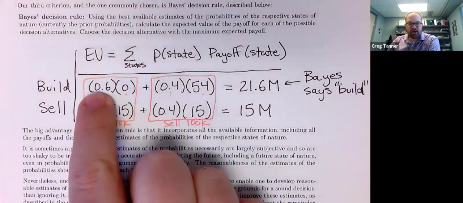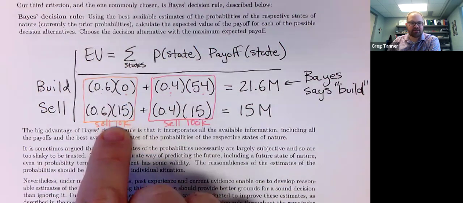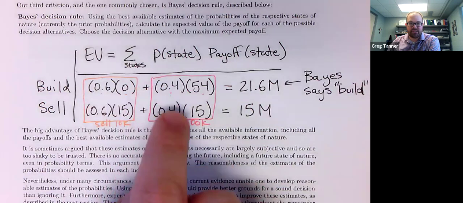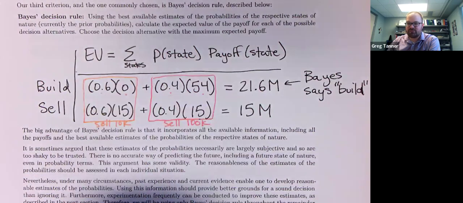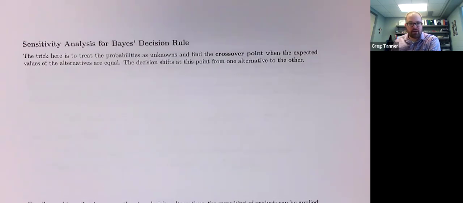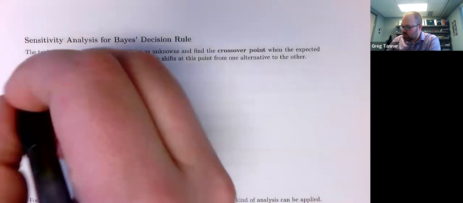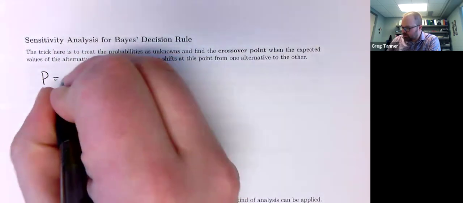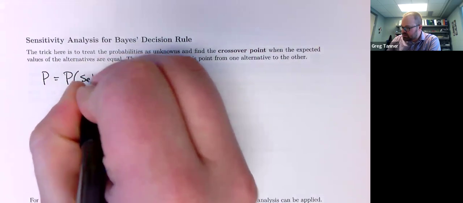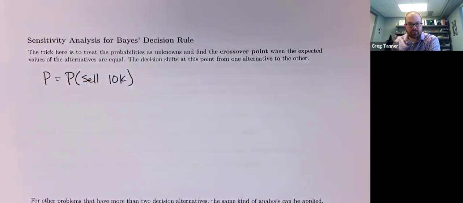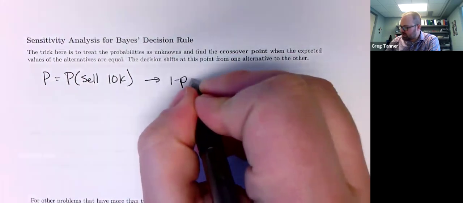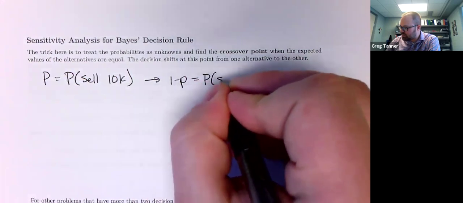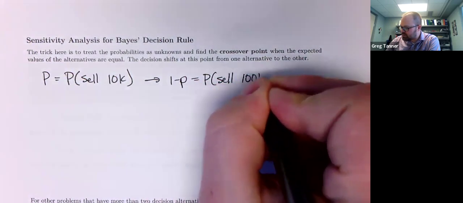One thing to note is that the probability of 60% for being in the sell 10K state and the probability of 40% for being in the sell 100K state, those two probabilities, if you only have two alternatives, should always add up to 1 or 100%. So to do sensitivity analysis for Bayes' rule, let P equal the probability of selling 10K computers. That tells us that 1 minus P is going to be the probability of selling 100,000 computers.